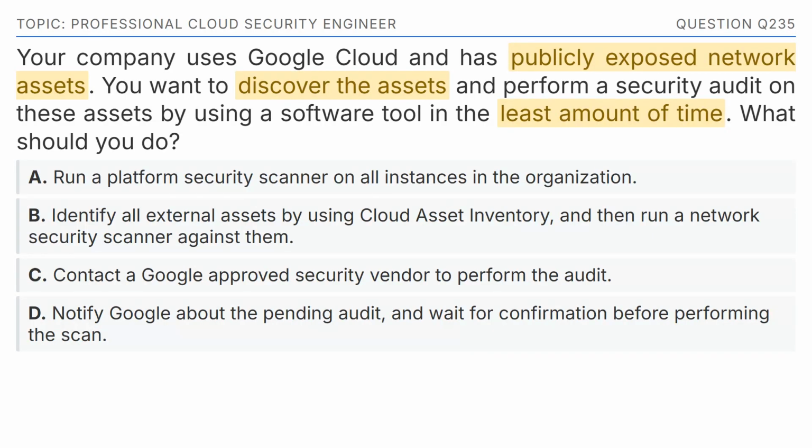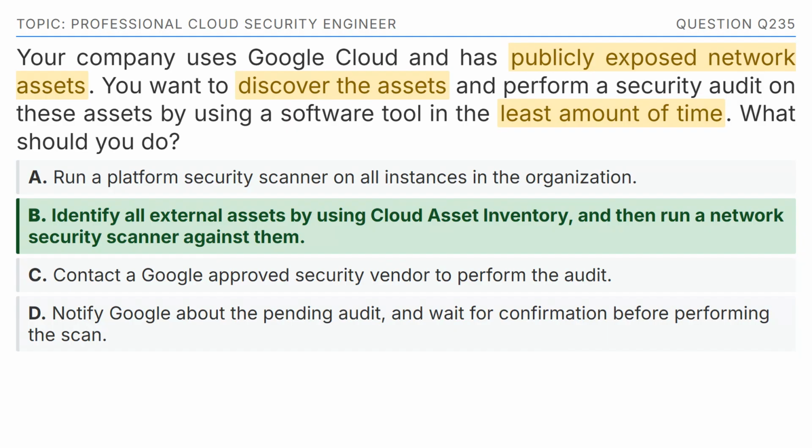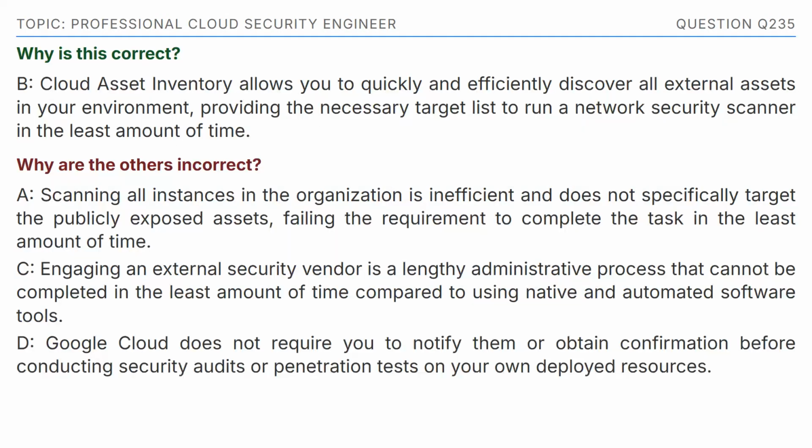To arrive at the correct answer, we focus on the keywords: publicly exposed network assets, discover the assets, least amount of time. The correct answer is option B. Identify all external assets by using Cloud Asset Inventory, and then run a network security scanner against them. Why is this correct? B. Cloud Asset Inventory allows you to quickly and efficiently discover all external assets in your environment, providing the necessary target list to run a network security scanner in the least amount of time.